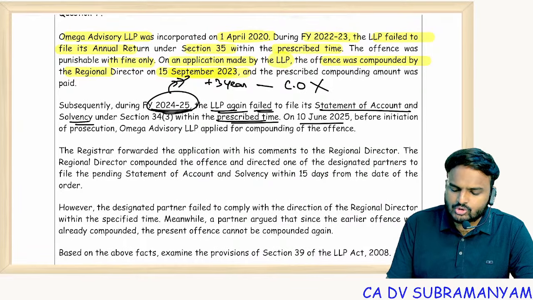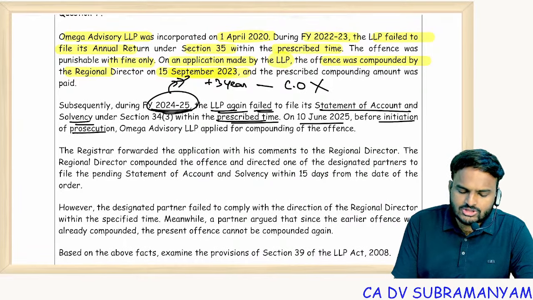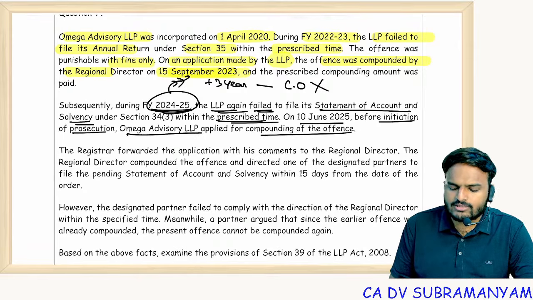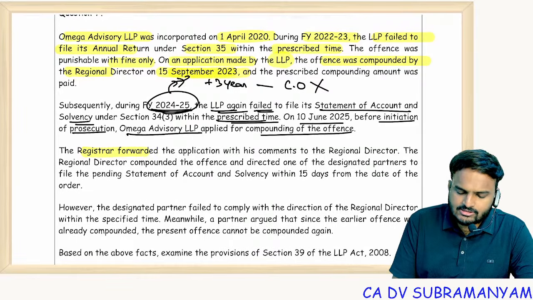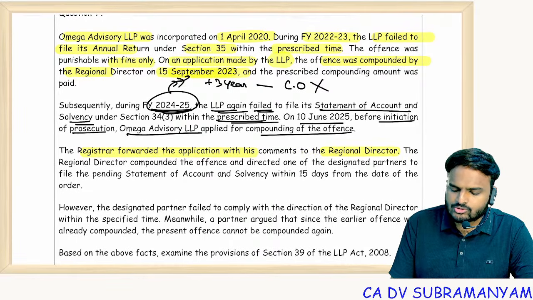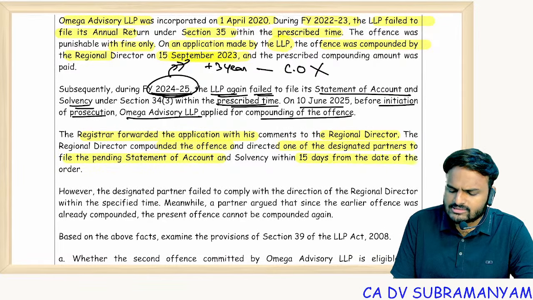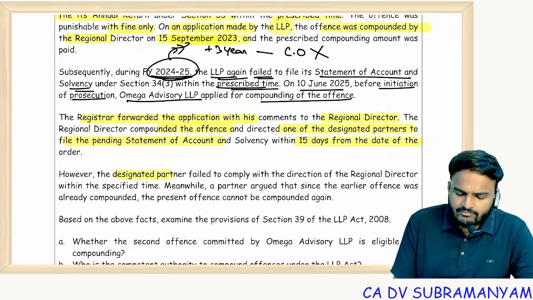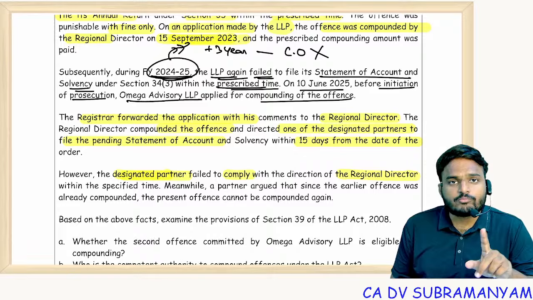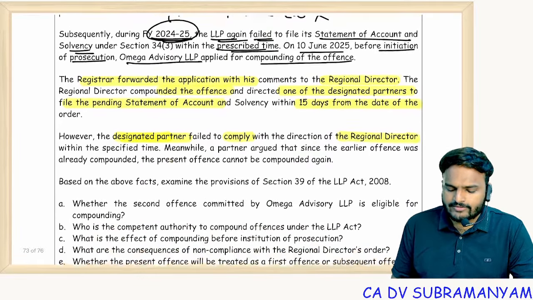On 10th June 2025, before initiation of prosecution, Omega Advisory LLP applied for compounding of the offences. Registrar forwarded the application with his comments to the RD. RD compounded the offence and directed one of the designated partners to file the pending statement of account and solvency within 15 days. However, designated partner failed to comply with the direction of RD. Now fine would be twice of the maximum fine.